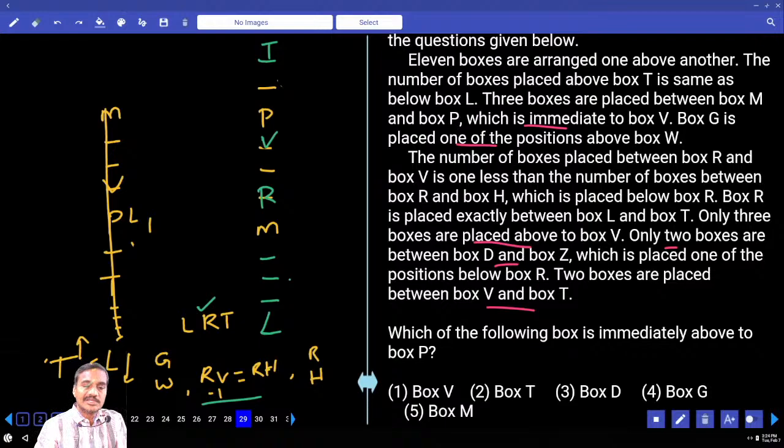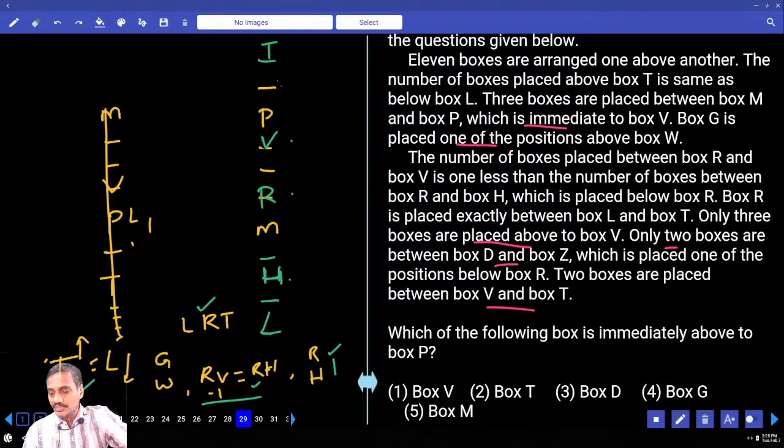Here, between R and V, how many boxes are there? 1. This 1 is 1 lesser than R and H, so how many should be between R and H? 2. And H is below this R. Hence 1, 2, H must be here. Is it fine or not? Between M and H there must be exactly 1. Now we have done with this information, this one as well. Now G is above this W.